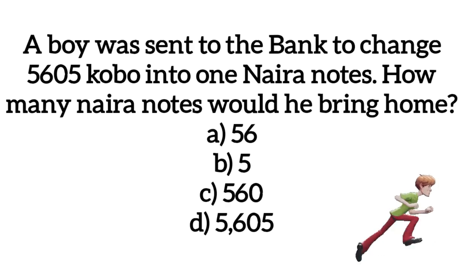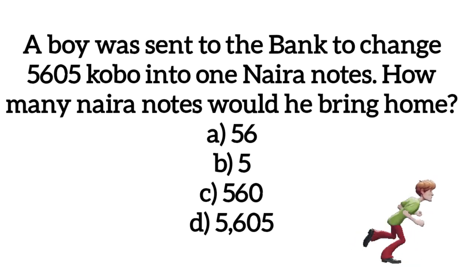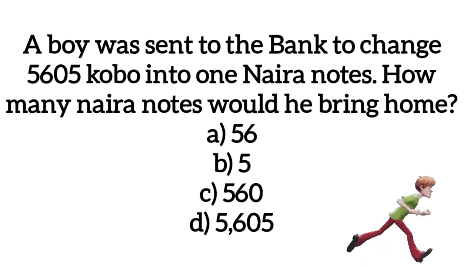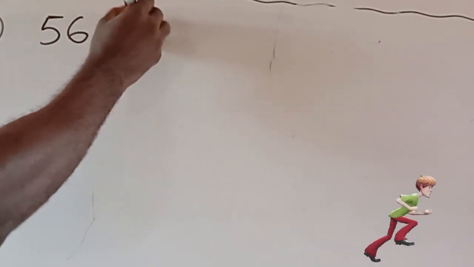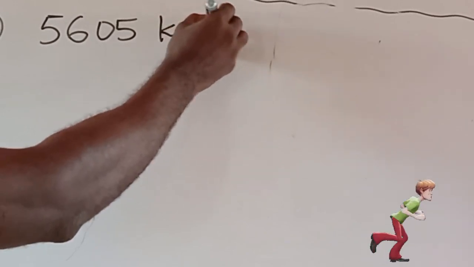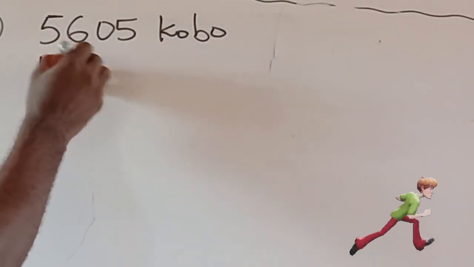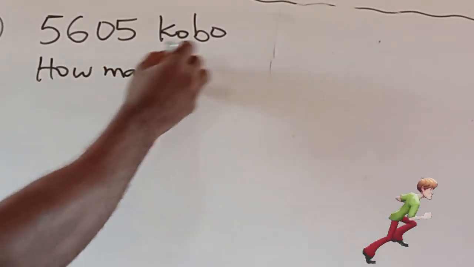Now, let's continue. A boy was sent to the bank to change 5605 kobo into 1 naira notes. How many naira notes will he bring home? That means he was sent to the bank to do this. What you are going to do is very simple. Just change it to naira. If you want to change 5,605 kobo to naira, you divide it. How can we get it in naira?